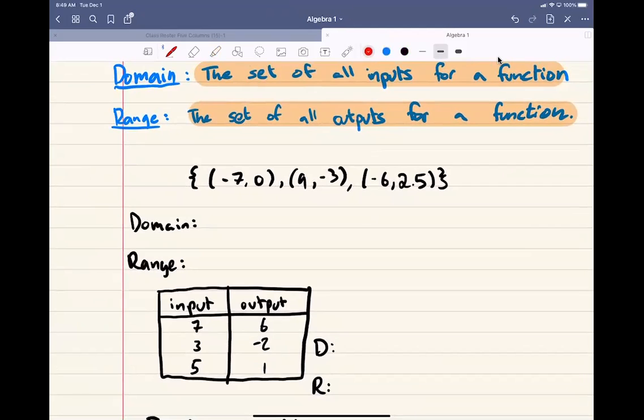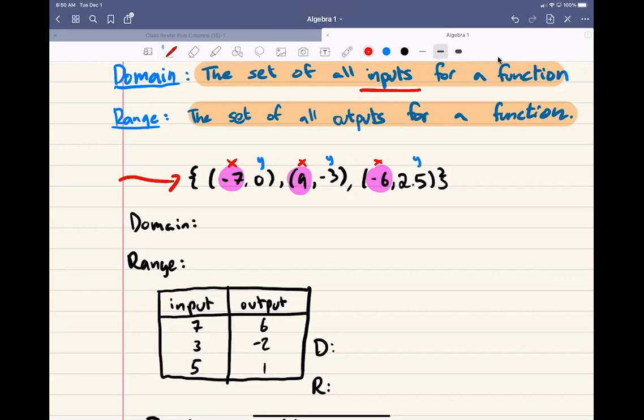So whenever we have a function like this, the first value is always going to be x. The second value is always going to be y. Well, in this case, all your x values, those are going to be your inputs, right? And all your inputs are going to be your domain. Input, domain, right? Think about it, x.